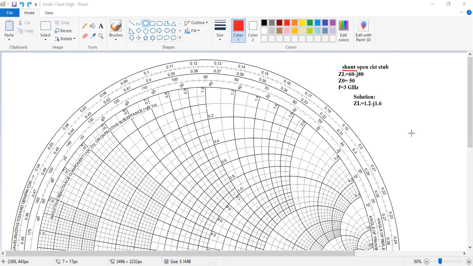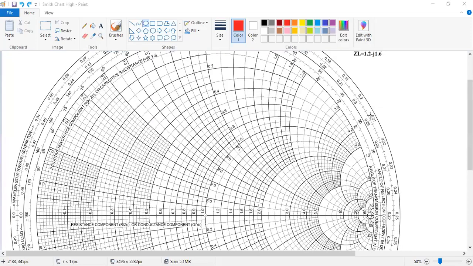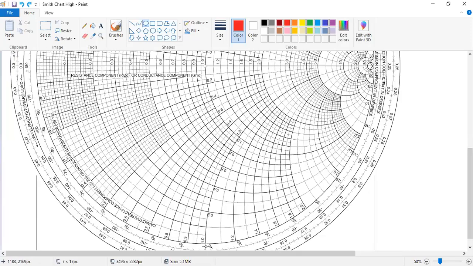Now this is ZL, 1.2 minus j1.6. So minus means, where is 1.2? This is 1.2, and you have to go down. Where is 1.6? This is 1, 1.2, 1.4, 1.6. This is 1.6 and this is j1.2. So here is the point. You just verify, all of you.